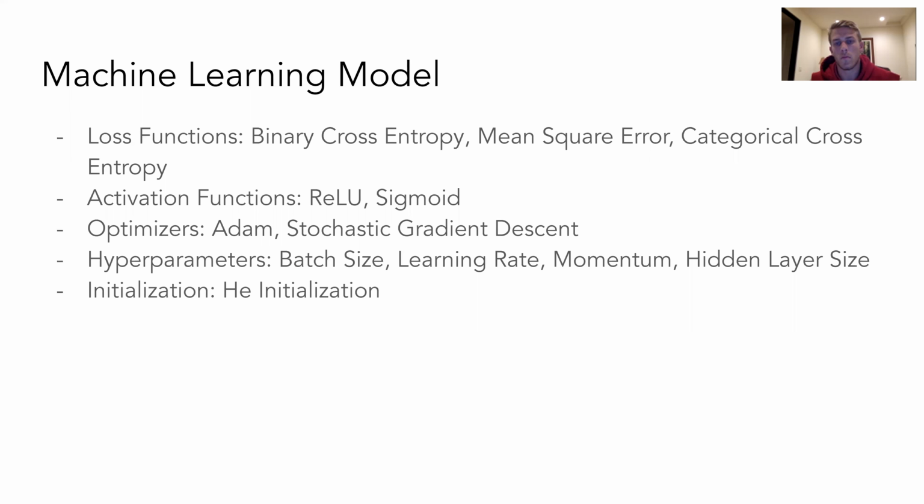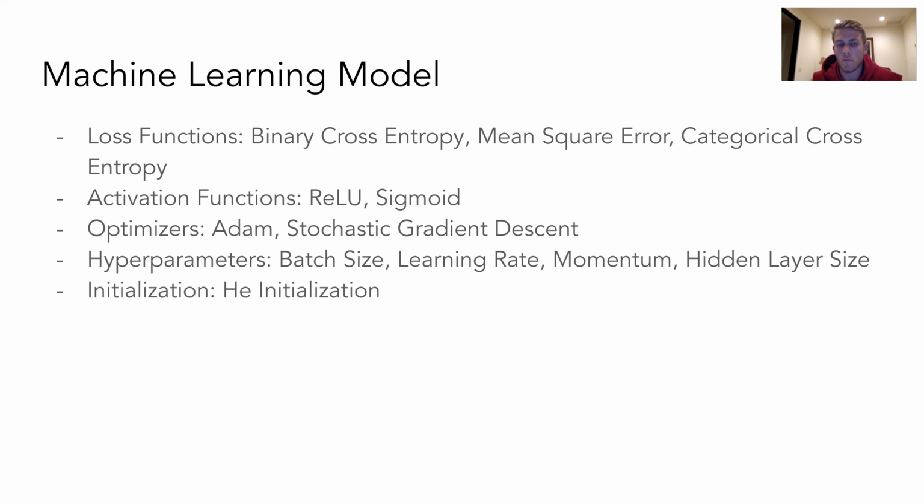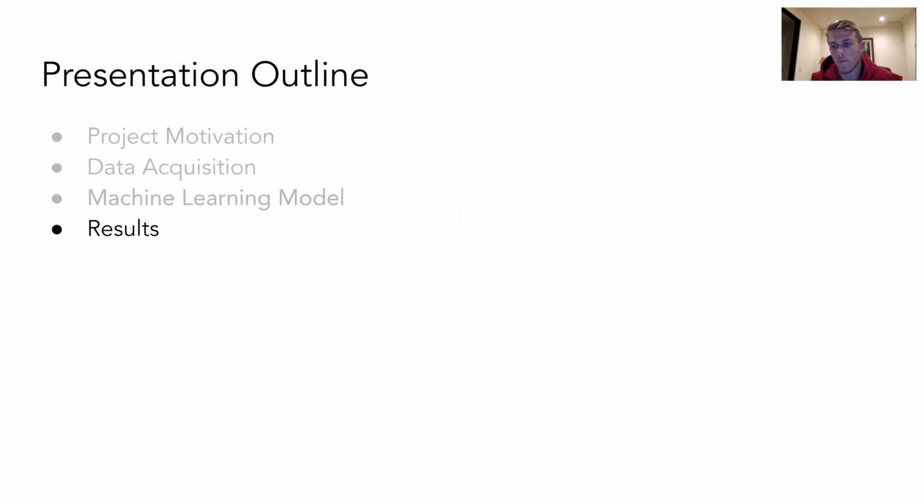And within our deep learning model, there were a lot of things that we tried, but in the end, what we ended up using was mean squared error as our loss function, ReLU and sigmoid for activation functions. We ended up using stochastic gradient descent as the optimizer. And for our hyperparameters, these were all tuned until we found values that seemed to be reasonable. And our initialization was He initialization.